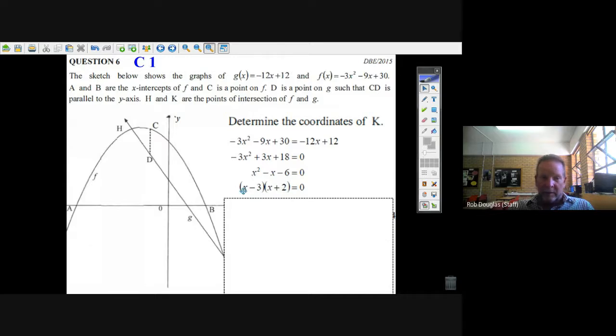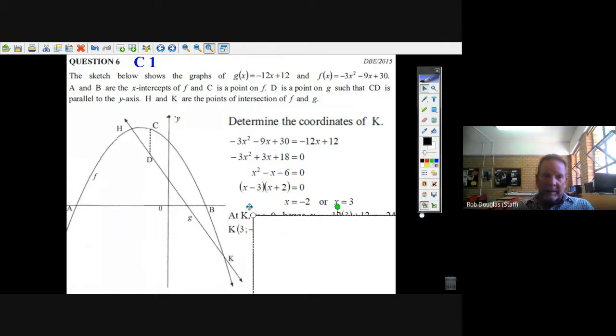Now, two things are going to make this 0. There are two x values where the line will intersect the parabola. One is x equals minus 2. The other is x equals 3. Well, the minus 2 one must go with H. This one over here at K, well, that must be the one that is equal to 3.